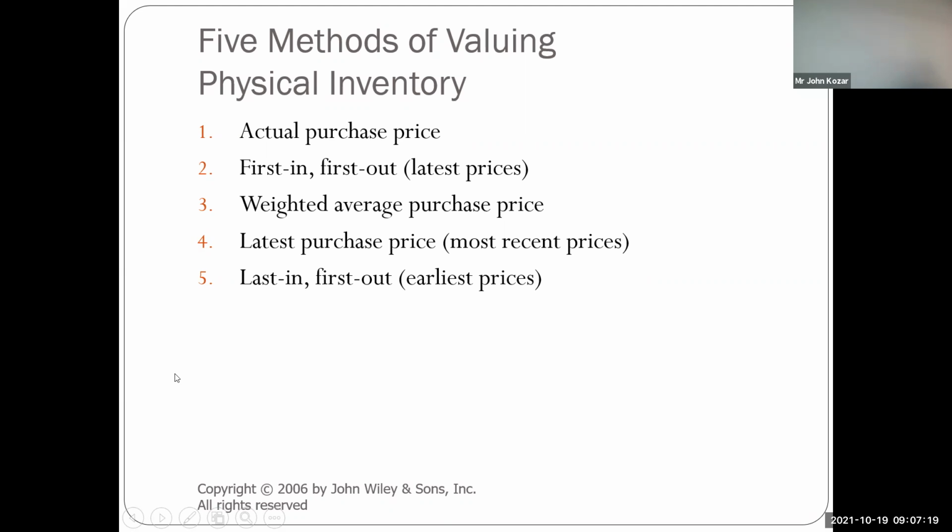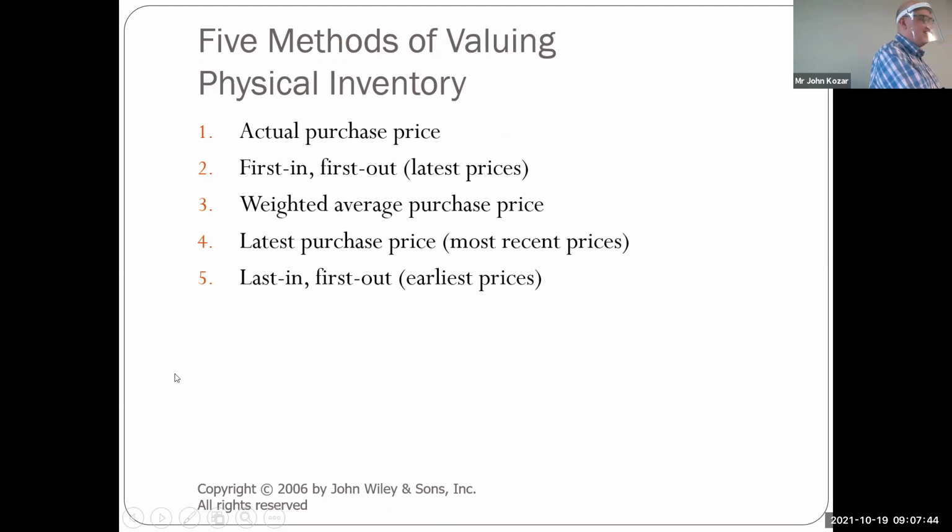And then just do a weighted average. So your average cost comes in at, let's say, $6.75. Then you can just assign that to the value of each can in inventory. An easy way is the latest purchase price, where you look at your last invoice and say that's the price that's on every can that we have in inventory.